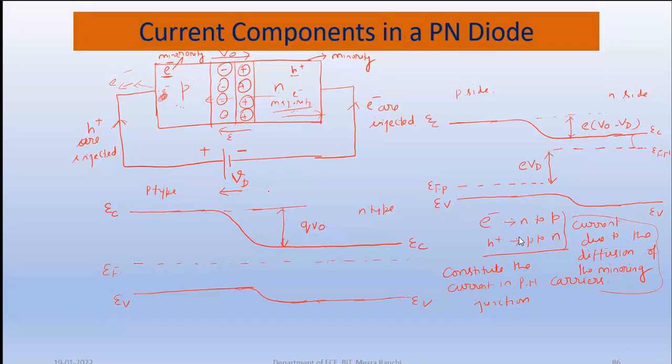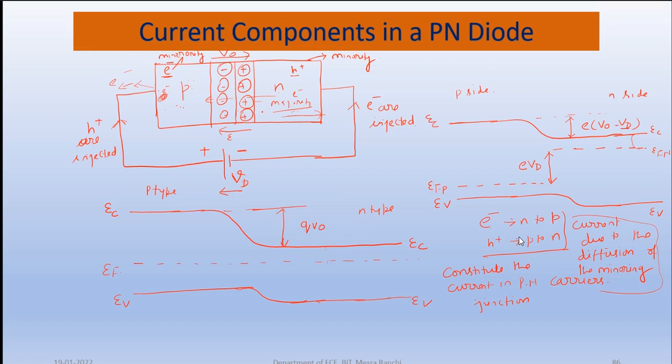Once we apply a forward bias, then what happens? This band diagram changes because the barrier potential is reduced by this applied bias, that we all know, right? So there are two types of current, basically diffusion, as I said earlier also. The current is constituted by both the charge carriers, because when you connect this battery, the holes are injected and the electrons are injected to this side, right? And these electrons will try to diffuse.